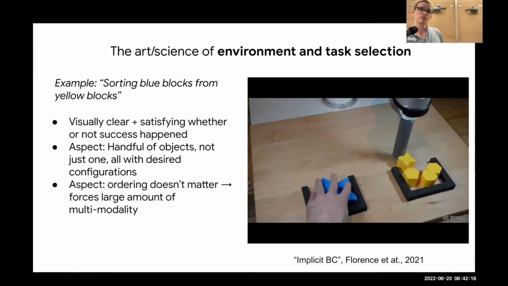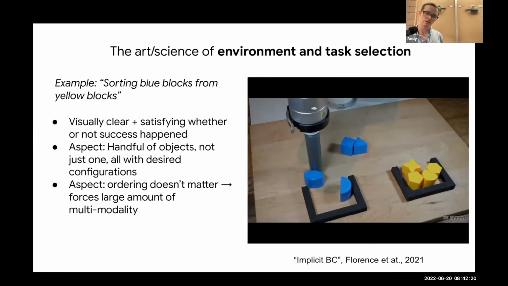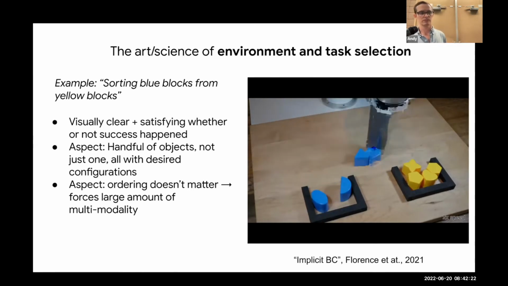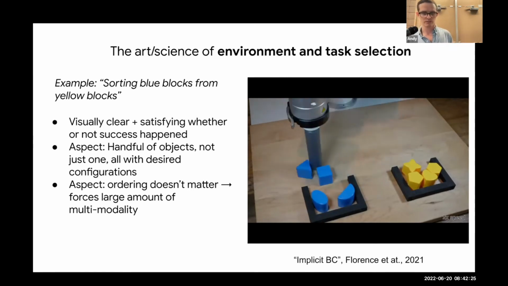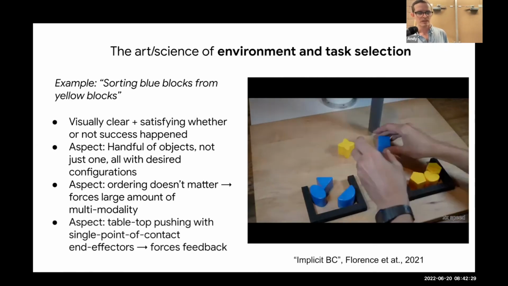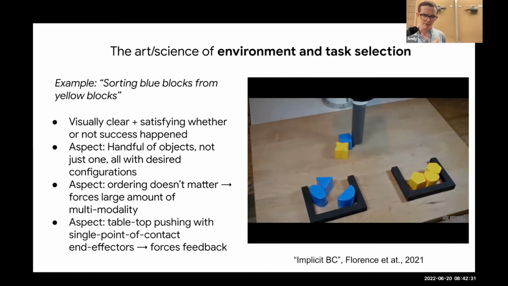So it really forces a huge amount of multimodality. So at any point, should I do this block first or that block first, et cetera. It's something that's super easy for humans to think about, but can be actually hard to train robots to do. And then another one is, for those of you that are maybe not familiar, this sort of taking a single point of contact pusher and sliding things around on a table is actually a very commonly studied problem in robotics.